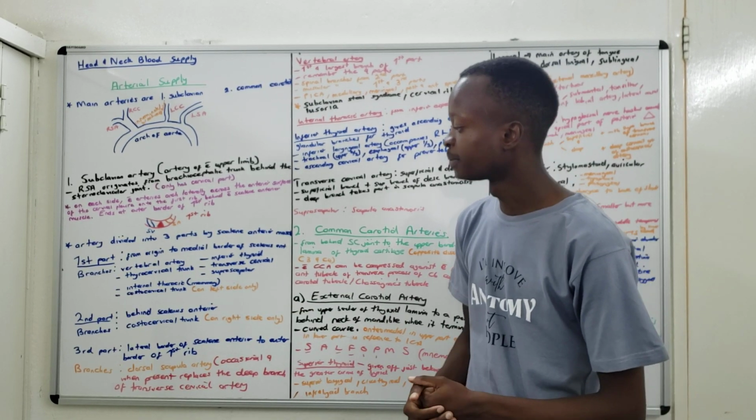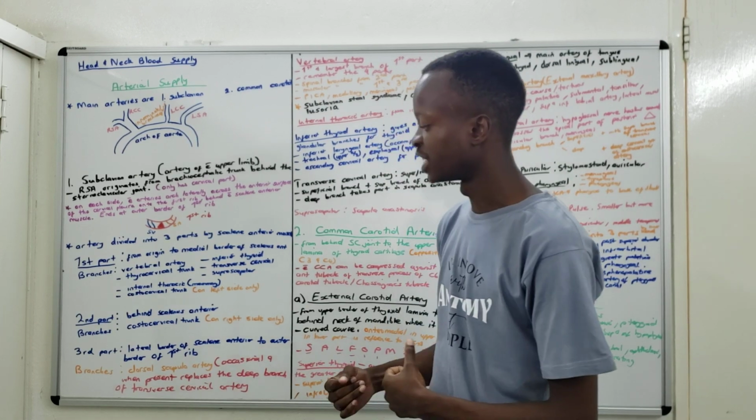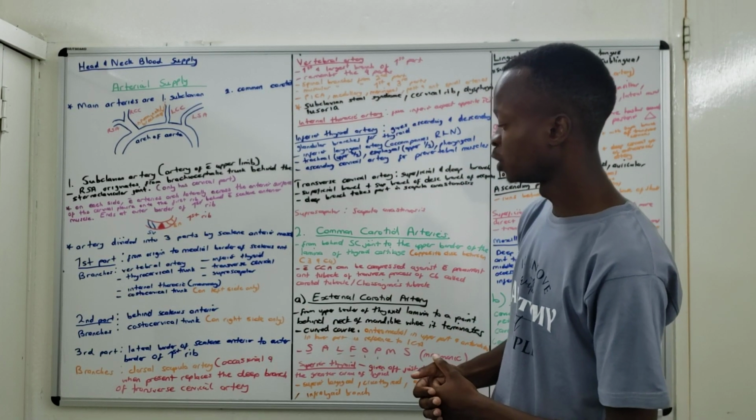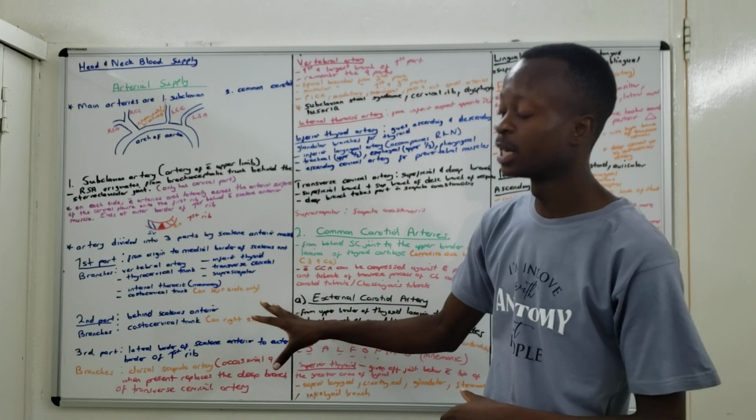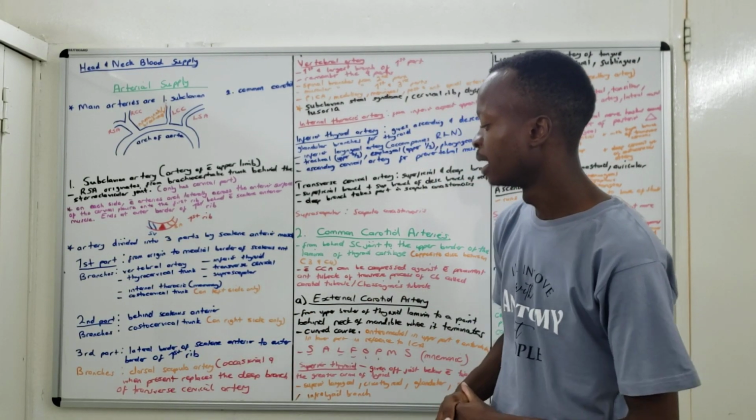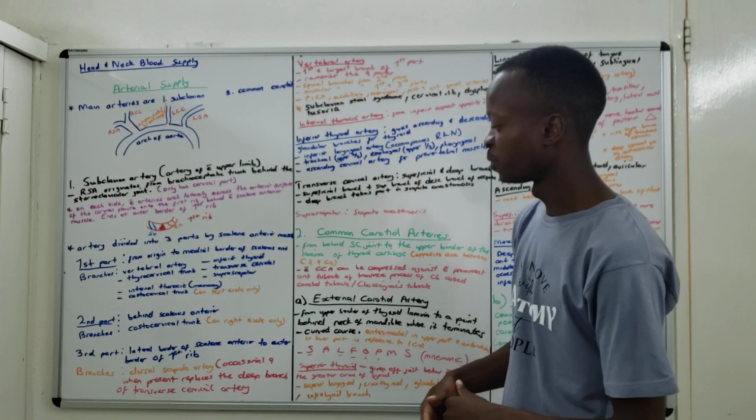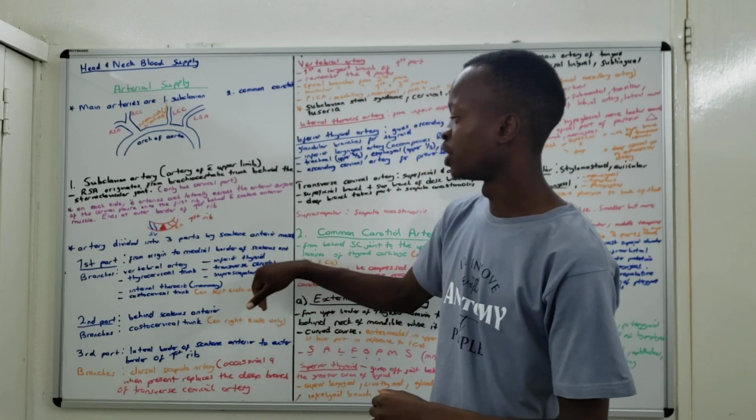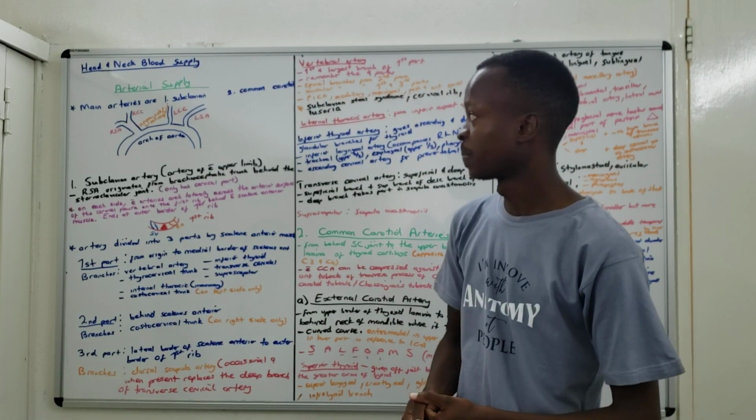Then the third part is going to give us occasionally the dorsoscapular artery, which is not always present. And when present, the dorsoscapular artery would replace the deep branch of the transverse cervical artery, which is a branch of the thyrocervical trunk, right?